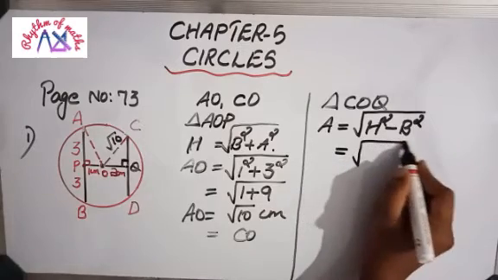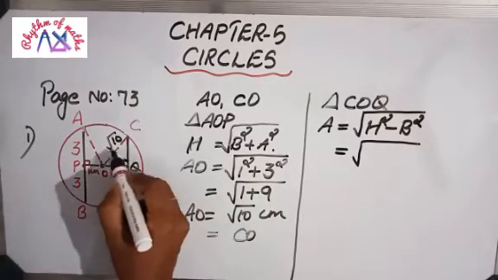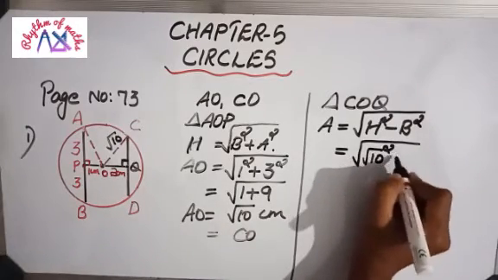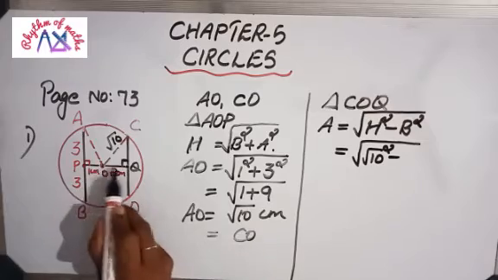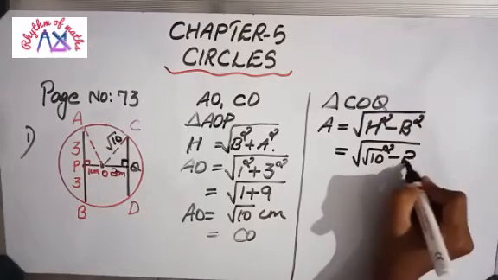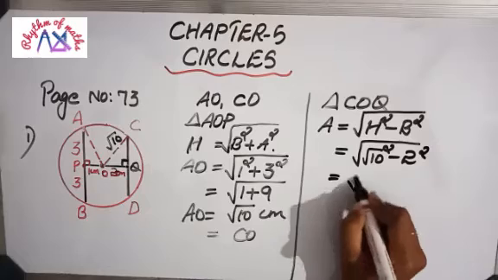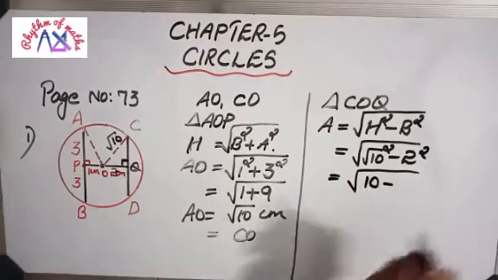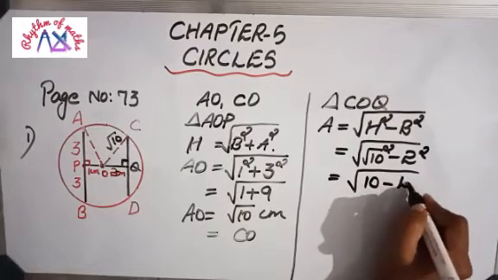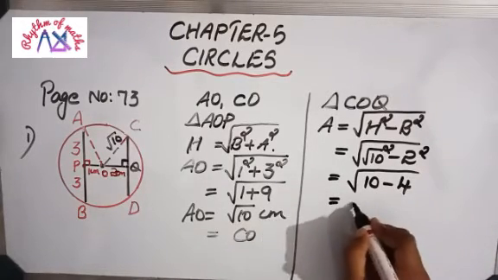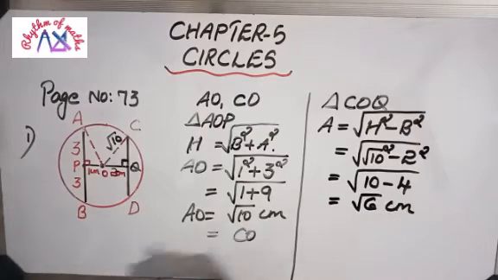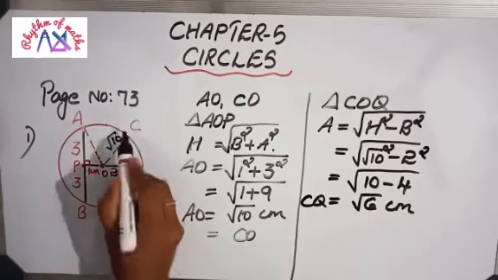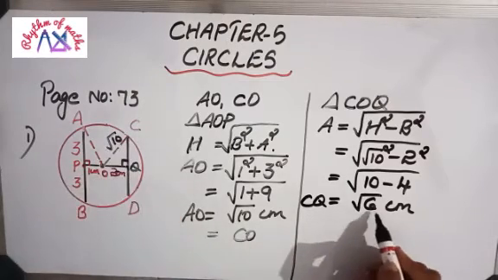Now hypotenuse is this one, 90 degree opposite is hypotenuse, that is root 10. So root 10 square minus base square. Base is 2 centimeter, so 2 square. That is equal to root of, root 10 square means it is 10, minus 2 square is 4. So that is equal to root 6 centimeter. So altitude means it is CQ, from C to Q, that is root 6 centimeter.